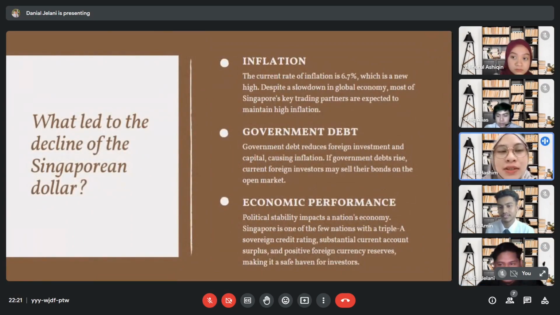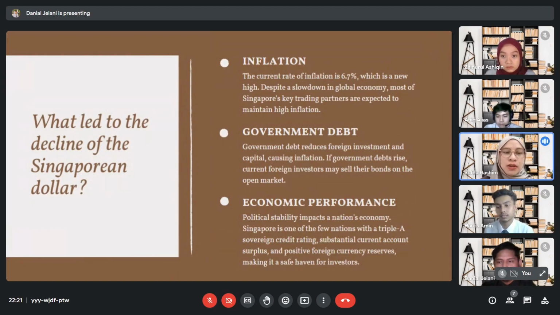Thank you, Daniel. So let's move on to the factors that lead to the Singapore dollar's drop. There will not be any significant changes to the value of the currency as a result of the epidemic induced by COVID-19, but the drop in the value of the currency may be attributed to the following three different factors. The first factor is inflation.